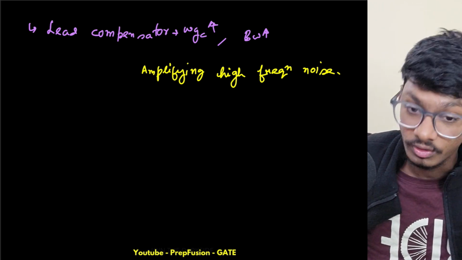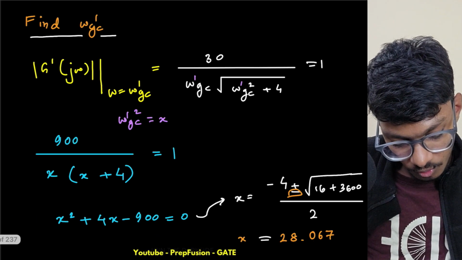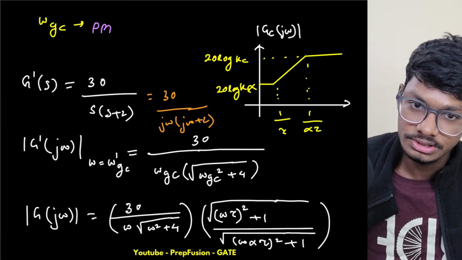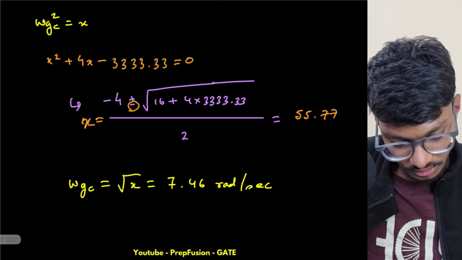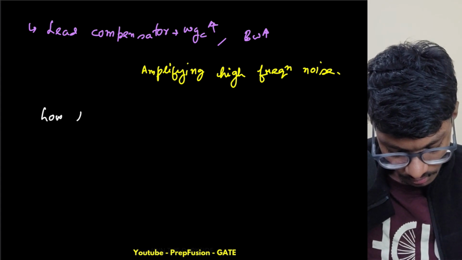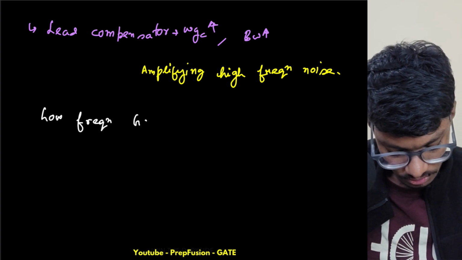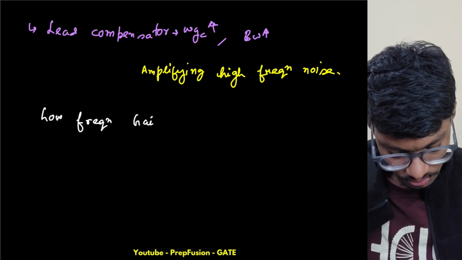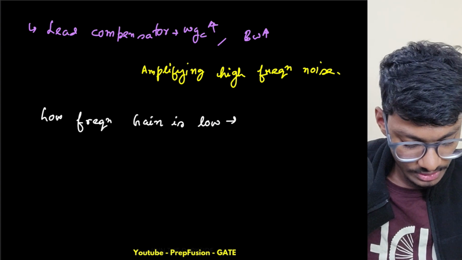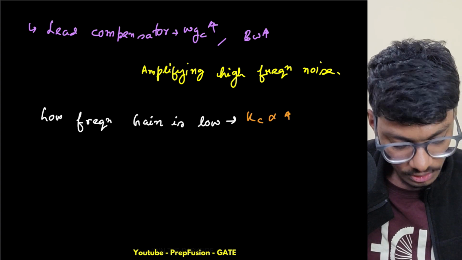But what other thing is happening? It is giving me lower loop gain at low frequency. Where is the graph? Here. At low frequencies, it is attenuating. So the low frequency gain is low. That means I have to make Kc alpha high. Gain is low, so Kc alpha must be high.